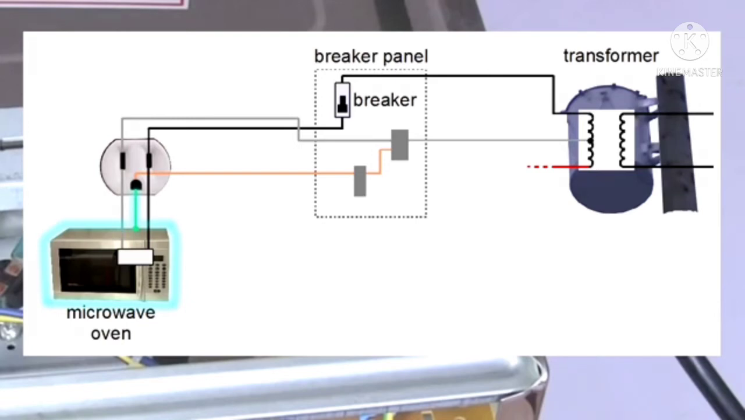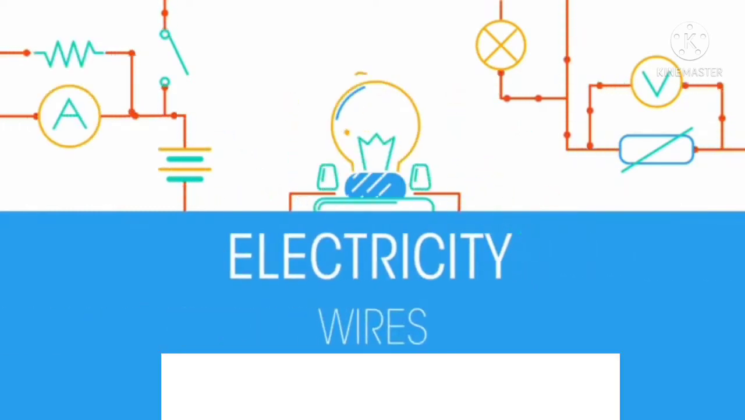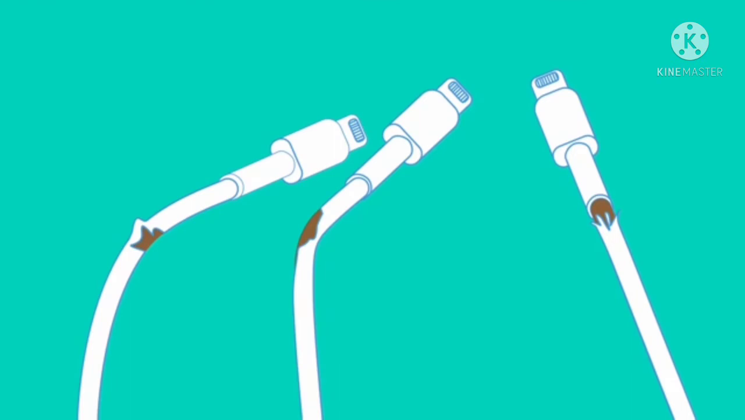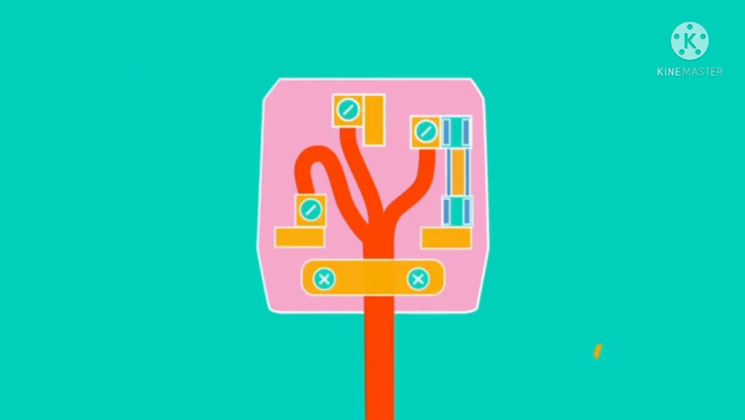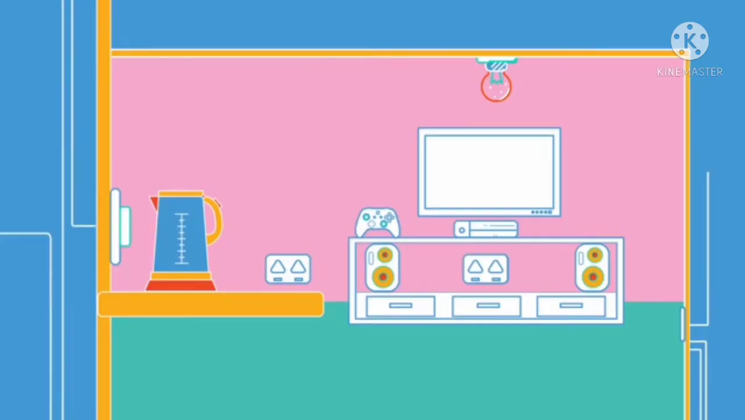And next, live wire, neutral wire and earth wire. The electric cables coming to a house consist of three separate and insulated wires, namely live wire or phase wire, neutral wire, and earth wire. The neutral and earth wires on the supply end, that means power stations, are connected together so that both of them are at zero potential.